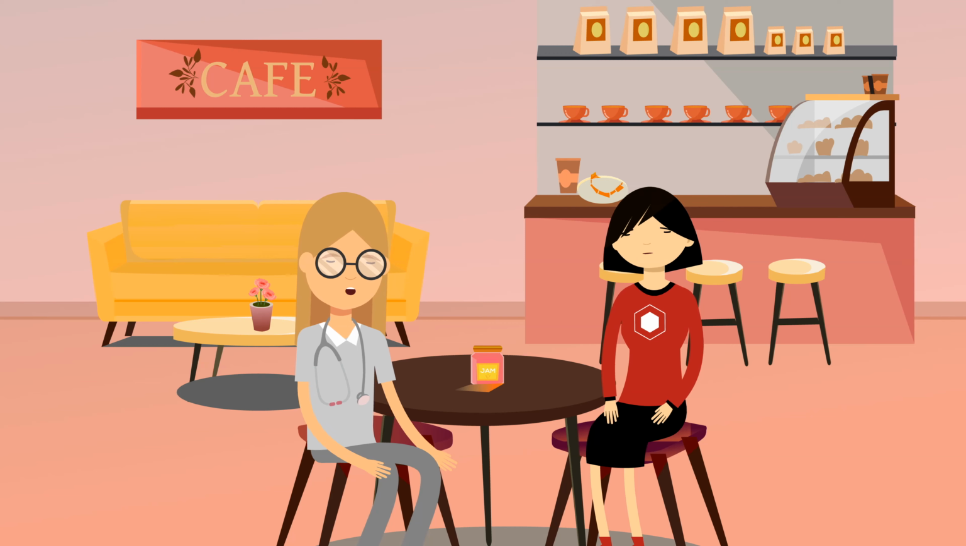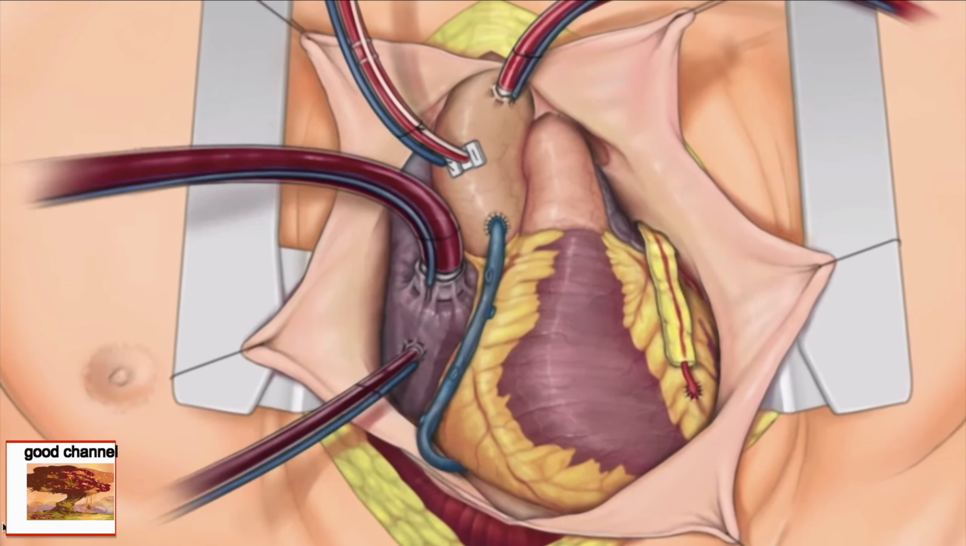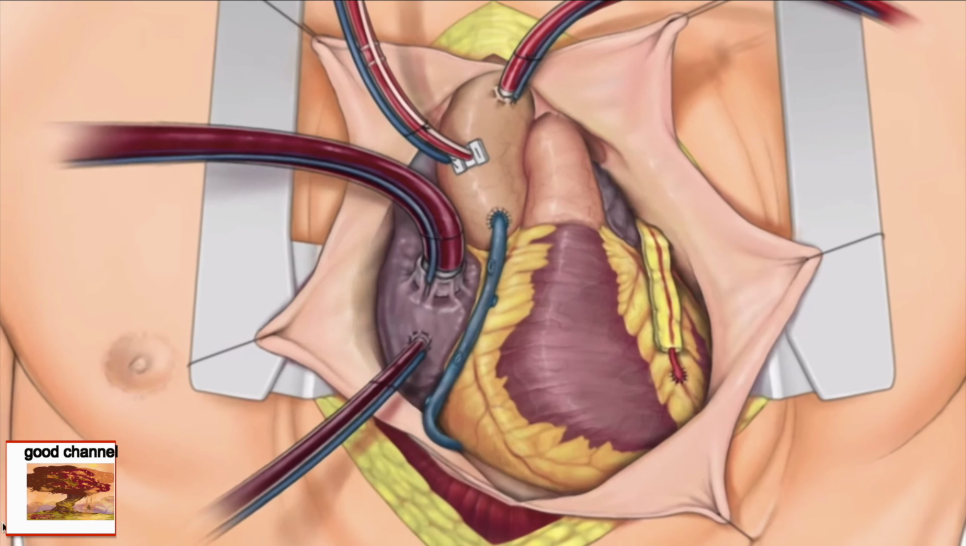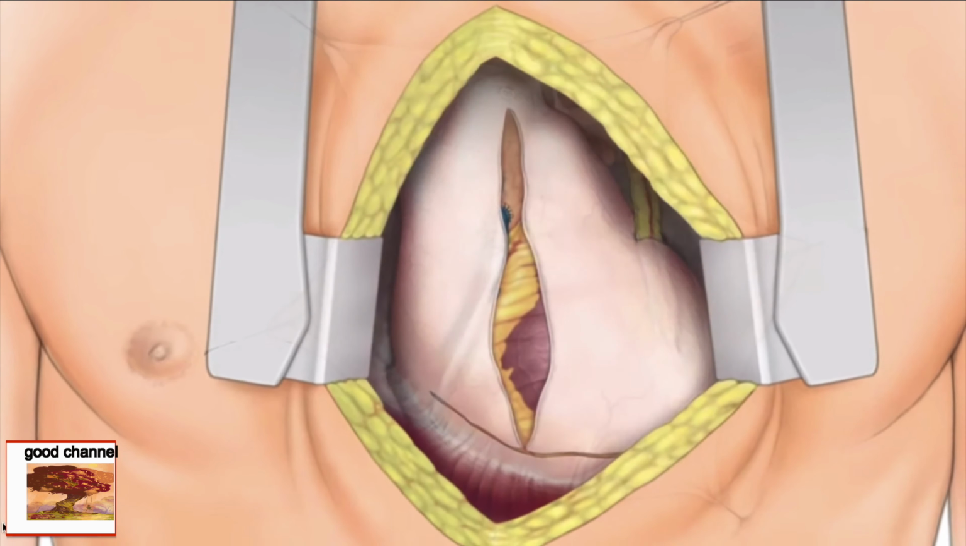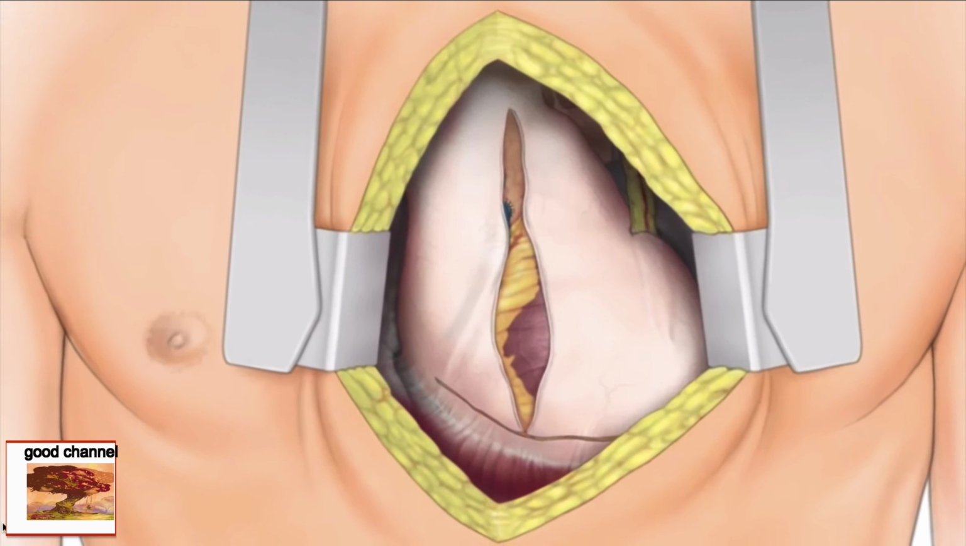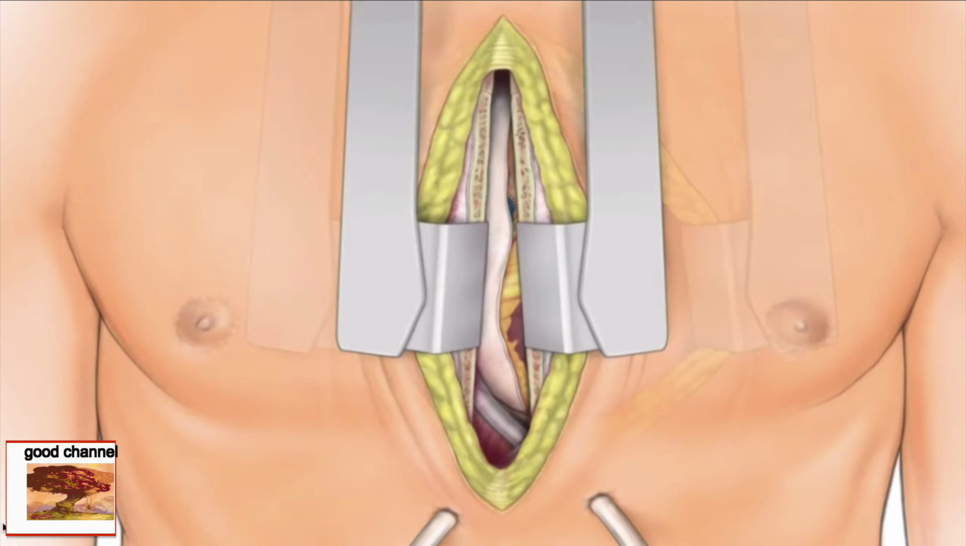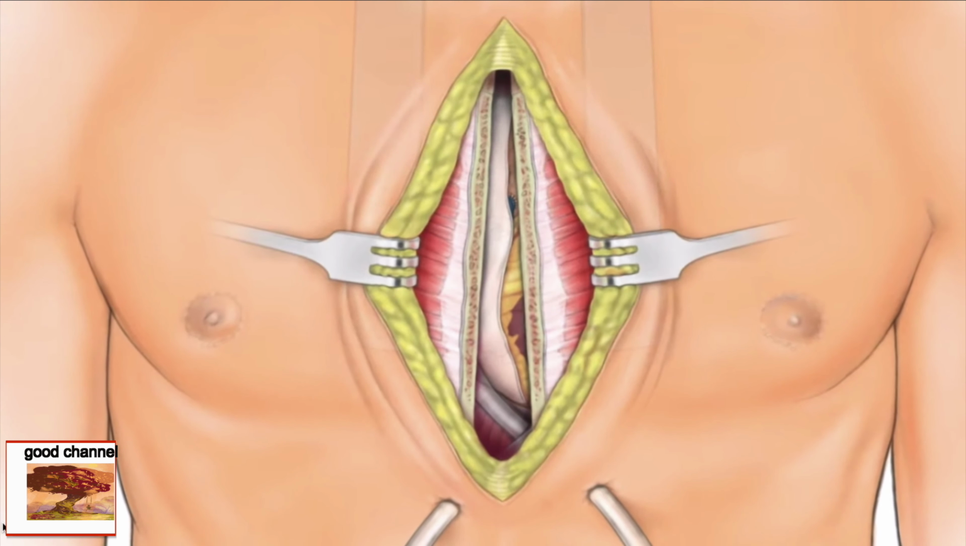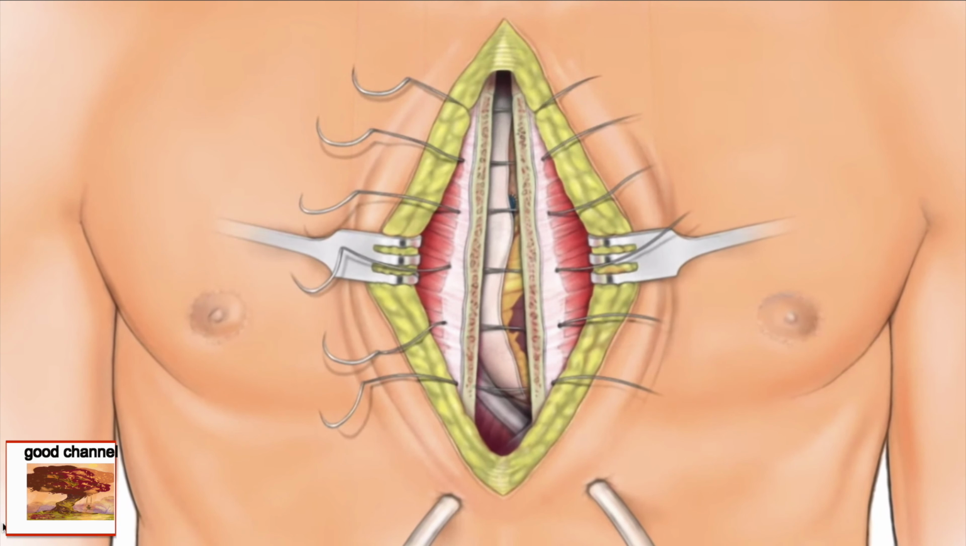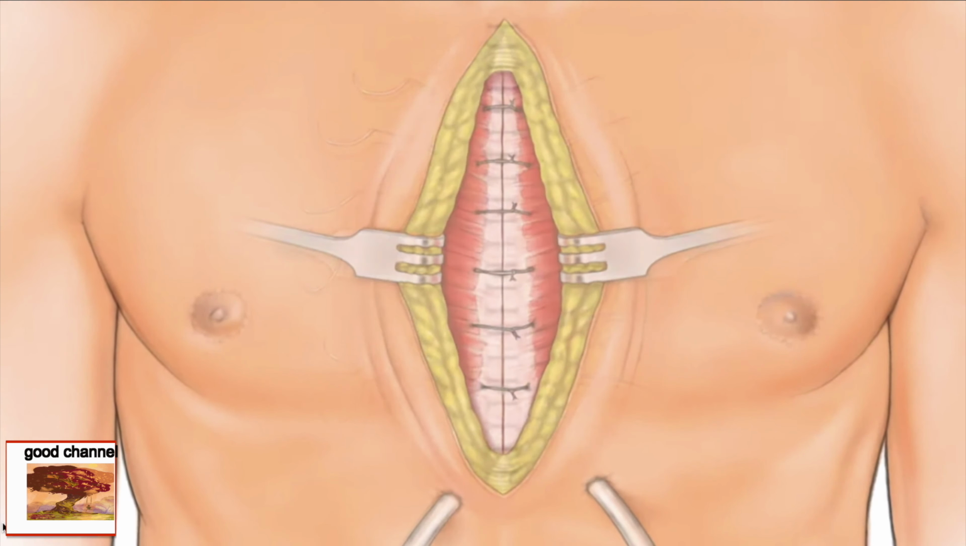Once all these procedures are done, the surgeon will use electrical signals to restore the heartbeat. Once your heart is again beating normally, the heart-lung machine will be disconnected. Your surgeon will wire the breastbone back together and suture the skin incision closed.